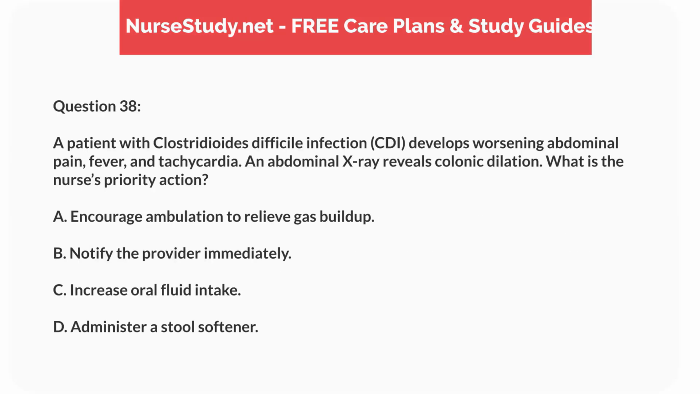Question 38. A patient with Clostridioides difficile infection, CDI, develops worsening abdominal pain, fever, and tachycardia. An abdominal X-ray reveals colonic dilation. What is the nurse's priority action? A. Encourage ambulation to relieve gas buildup. B. Notify the provider immediately. C. Increase oral fluid intake. D. Administer a stool softener.